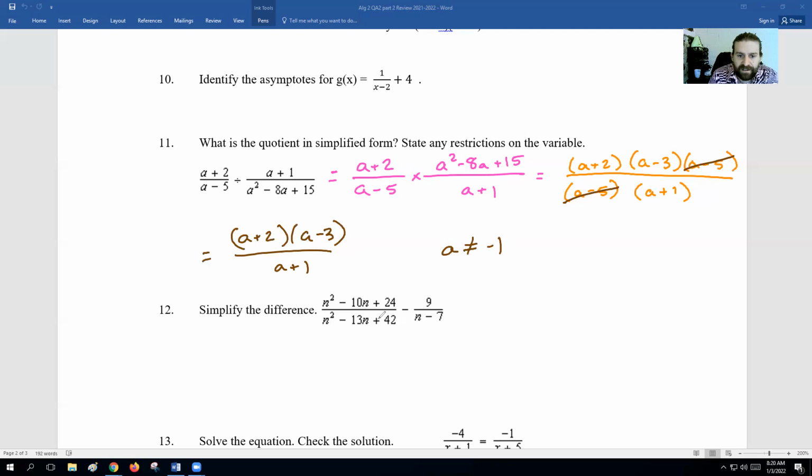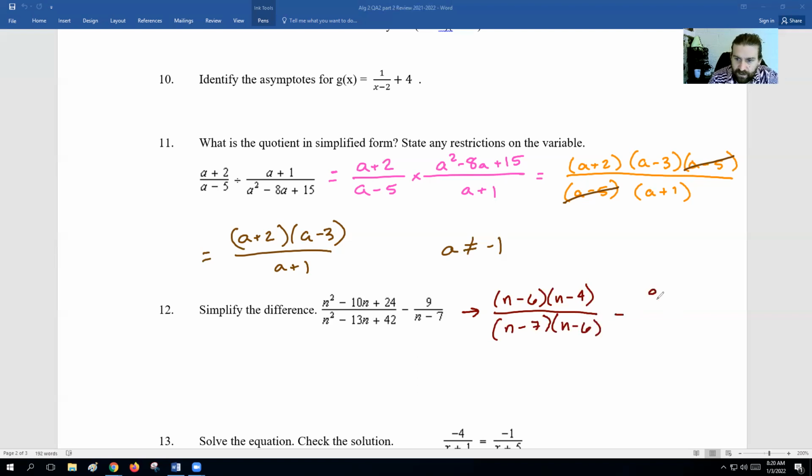All right, now simplifying. When we're adding or subtracting, we need to make sure we have common denominators. And it's always good to break down your fractions first before you try to make common denominators. So let's break this down. At the top, what two numbers multiply to give us 24, add together to get -10? That would be (n minus 6) and (n minus 4). And then over here, what two numbers multiply together to give us 42, add together to get 13? Is that 7 and 6? Yeah. (n minus 7)(n minus 6).